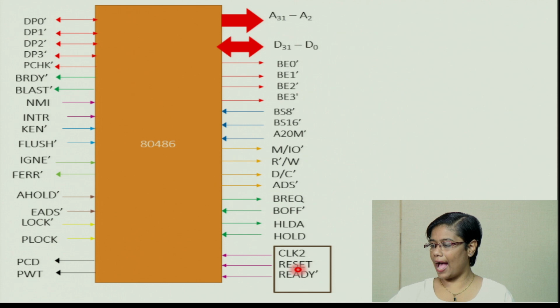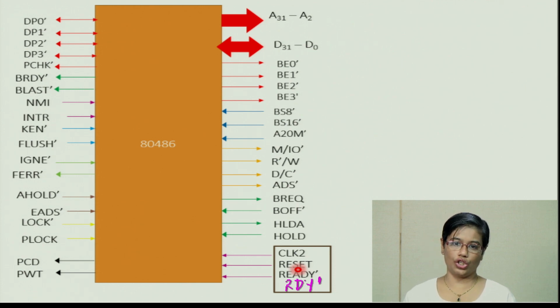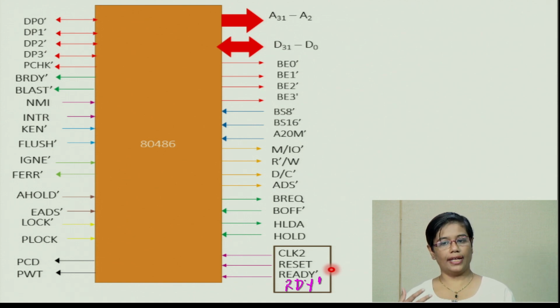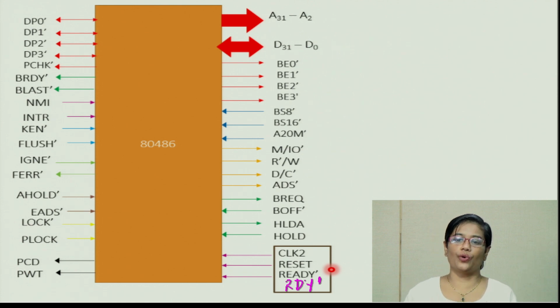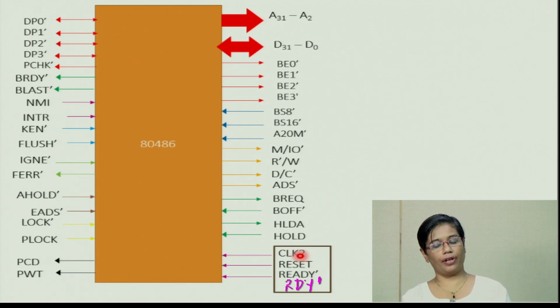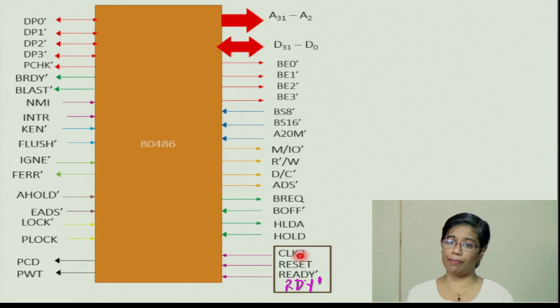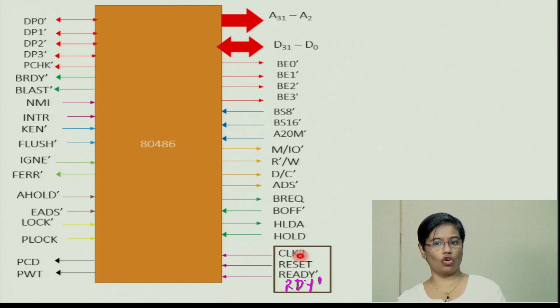Rather, this is called the RDY signal in case of 80486. Rather than ready bar, it is RDY bar. That is the terminology used, but the purpose of this signal is the same as the ready signal. Whenever the external device wants to slow down the data transfer, it makes the ready signal low, as a result of which 80486 is going to add wait states in its normal bus cycle. There is the clock signal. The usual clock frequency of 80486 is 25 MHz. There is also a 33 MHz version of 80486 available. The reset signal is used for resetting 80486.